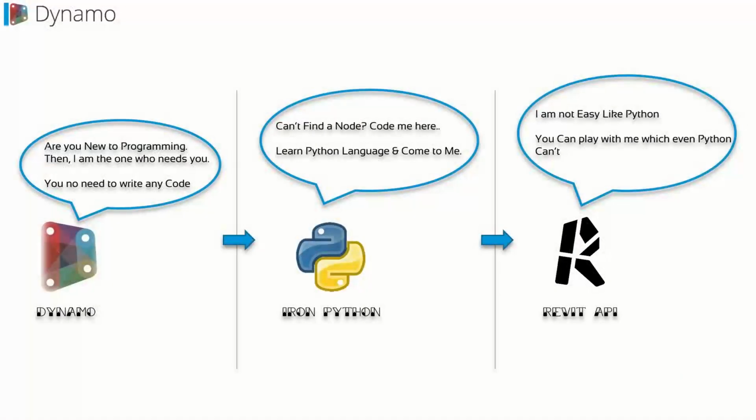We have three completely different platforms. One is Dynamo, and the second one is Python. It's not regular Python, it's IronPython, which is similar to Python but somewhat different. And then we have the Revit API. So your question is, if you can achieve everything within Dynamo itself, then why do you have to learn this Python language and go with the Revit API, right? Yes.